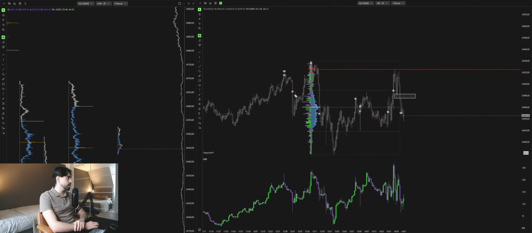That's also a thing I see in backtest. If they can't pass POC with aggression and there is weakness, most of the time they turn back.